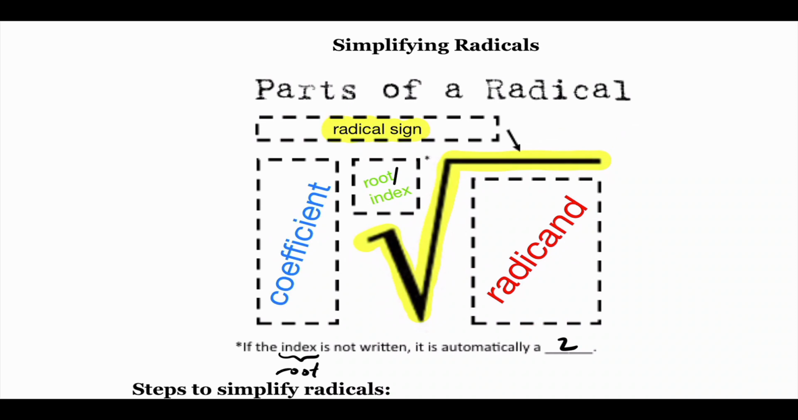The number in front, or whatever is in front, is called a coefficient. So if there's something in front of the radical, it's called a coefficient. Okay.